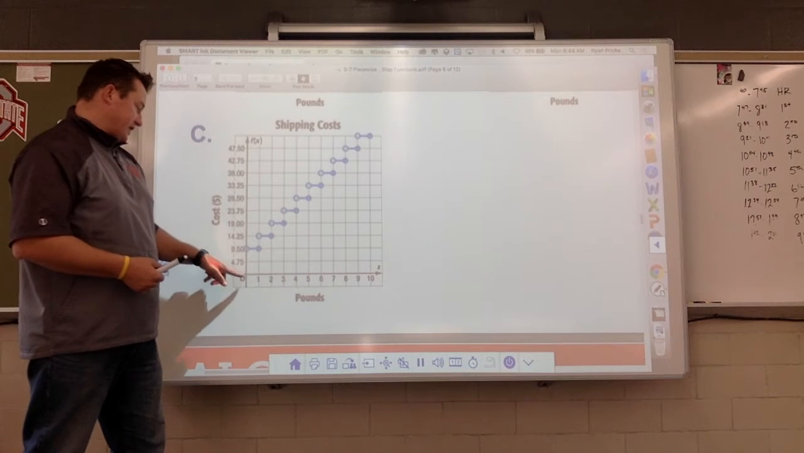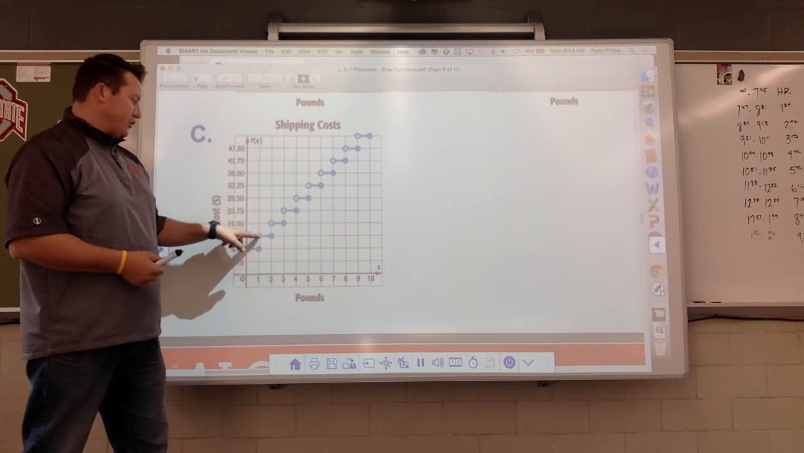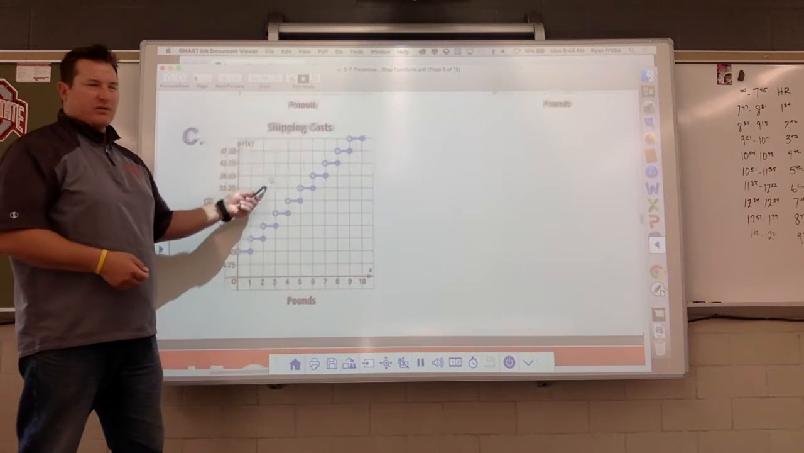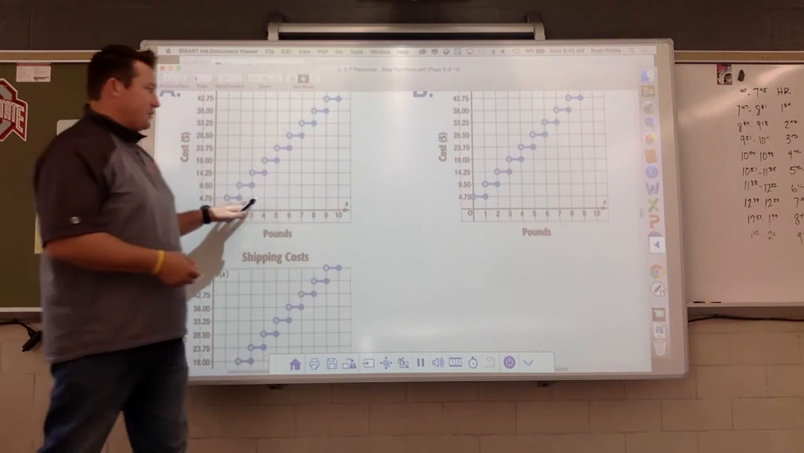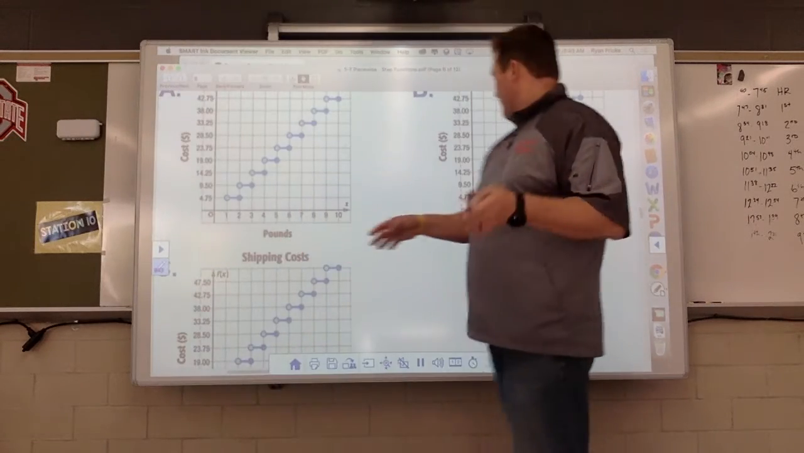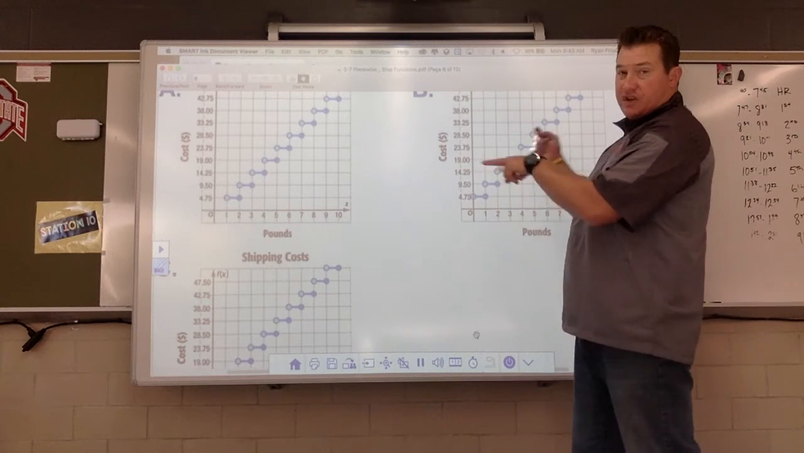Okay. This one says for 0 pounds to 1 pound, it's $9.50. From 1 to 2, it's $14.25. I don't really know that that makes sense. I'm kind of not sure about this one because it looks a lot like this one over here. Again, this one, I think the only difference is it looks like this whole graph is shifted left.